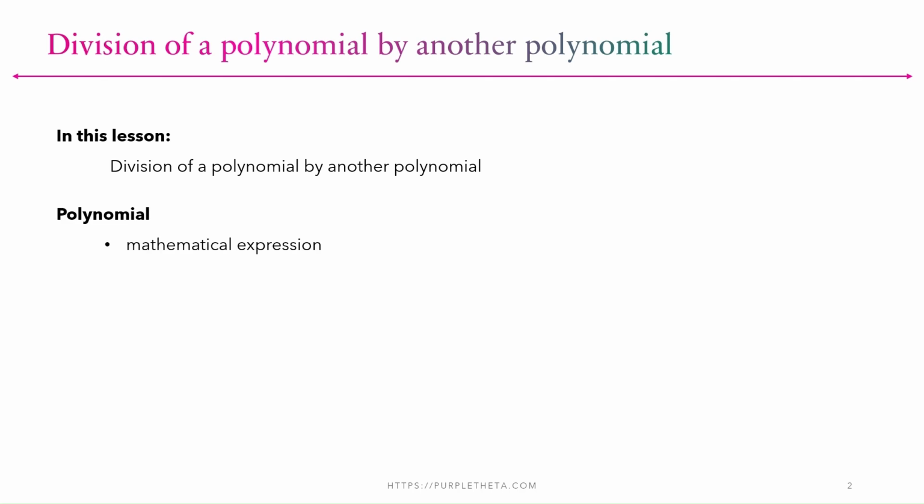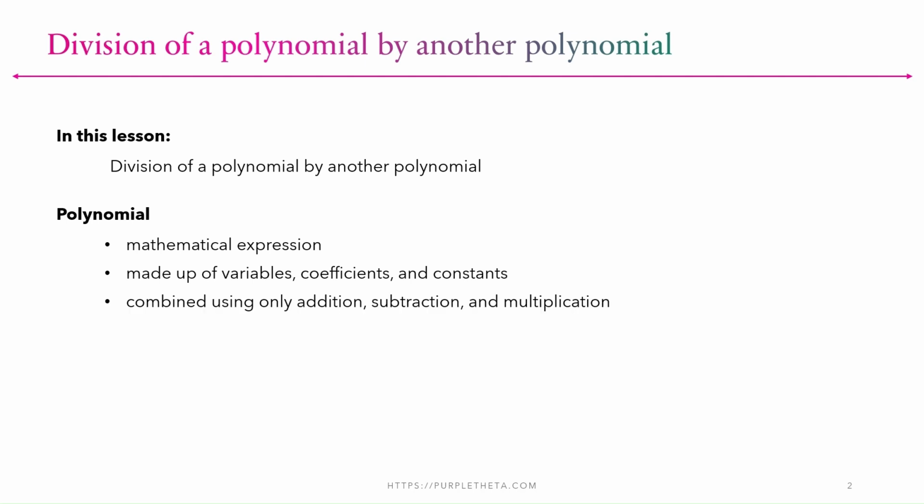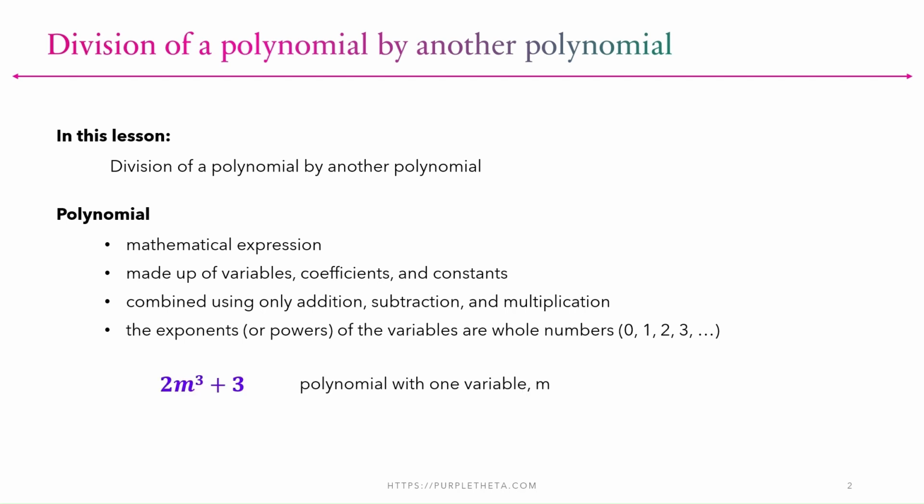We know that a polynomial is a mathematical expression made up of variables, coefficients, and constants combined using only addition, subtraction, and multiplication. Also, the exponents or powers of the variables are whole numbers, that is 0, 1, 2, 3, and so on. Here are a few examples of polynomials. 2m square plus 3, it is a polynomial with one variable. m cube minus n plus 1. In this polynomial, there are two variables m and n, right?